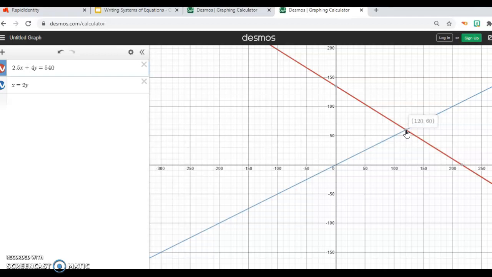All right, so that's how you use Desmos in order to plug in a system of equations and find the solution.